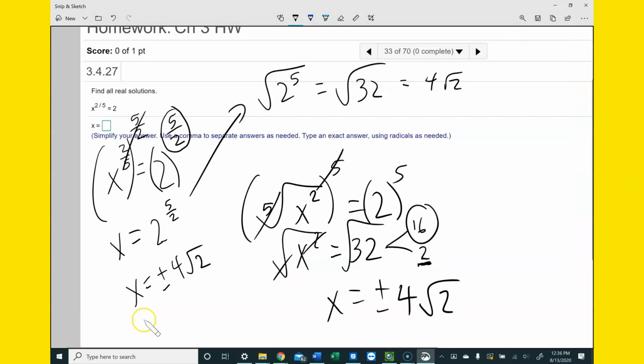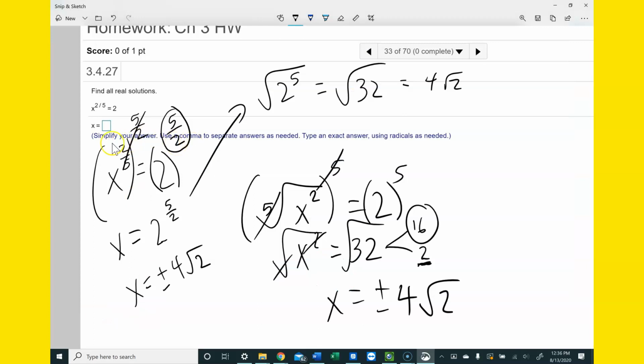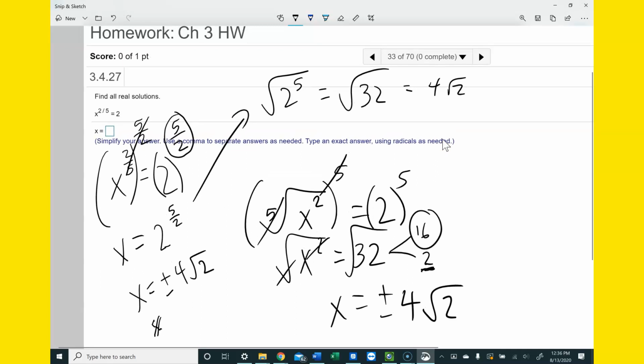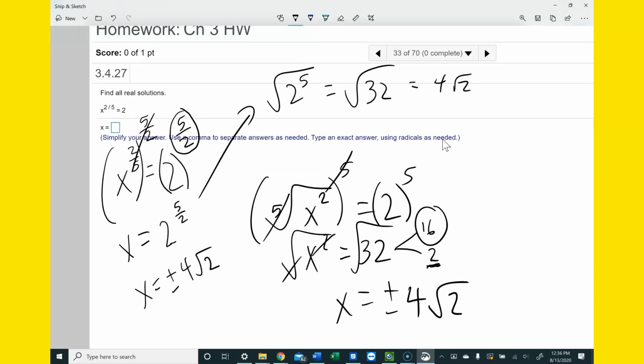So going back, let's see what it says. Notice that it says simplify your answer. It says type an exact answer using radicals as needed. That means that it will not accept an answer like that. So you have to know what's going on with the radical and breaking it down and all that kind of stuff as shown here.